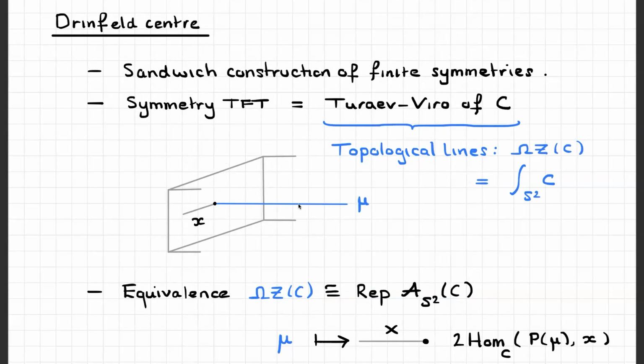And so here, topological lines, well, they're given by not the Drinfeld center, but endomorphisms of the identity in the Drinfeld center. If you like, it's what the Turaev-Viro theory attaches to S2. You might call that the factorization homology of C on S2.